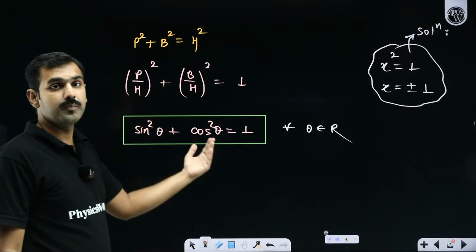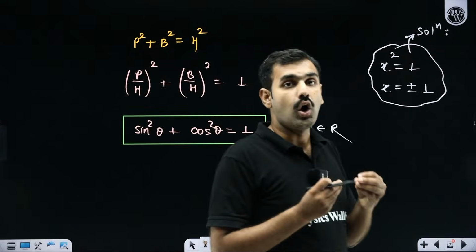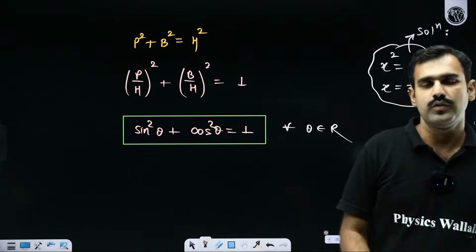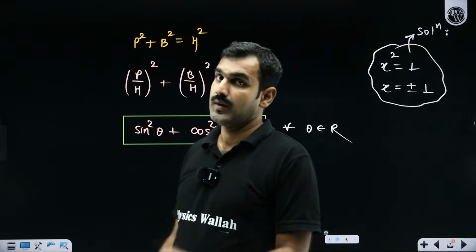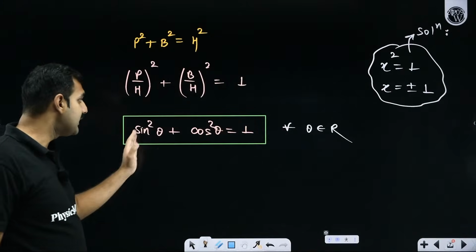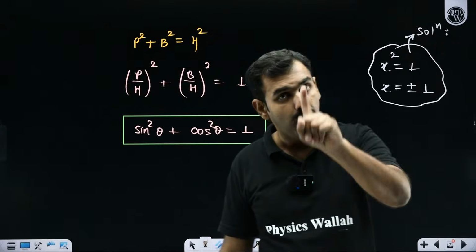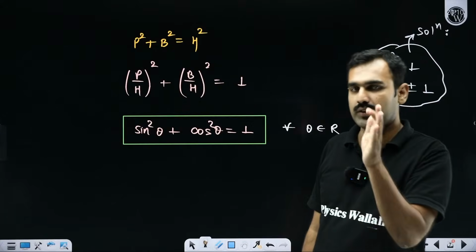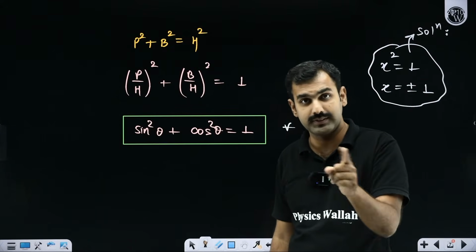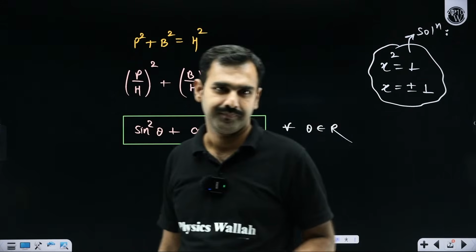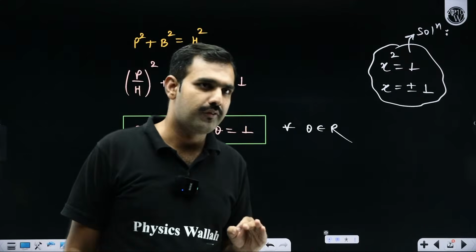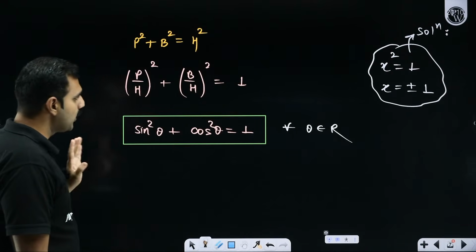Identity would mean that it will be satisfied by all the values of theta which are acceptable. Here in this case, theta can be any real number. So sine square theta plus cos square theta is always 1, no matter what theta is. So that's why we say this is not an equation, this is an identity. Everybody getting this point comfortably, all the participants? I hope you got it.